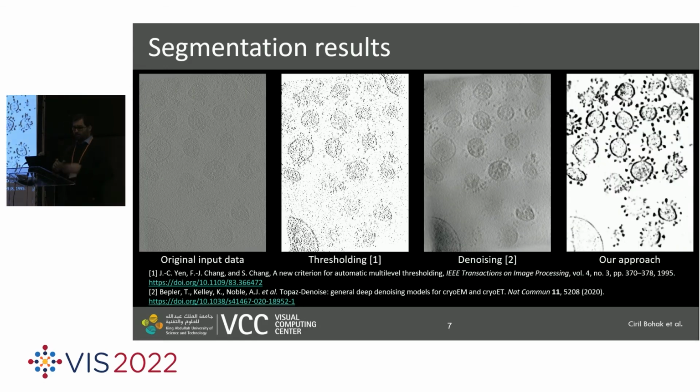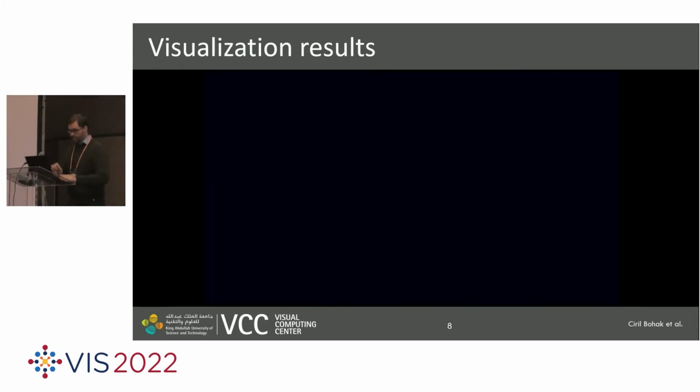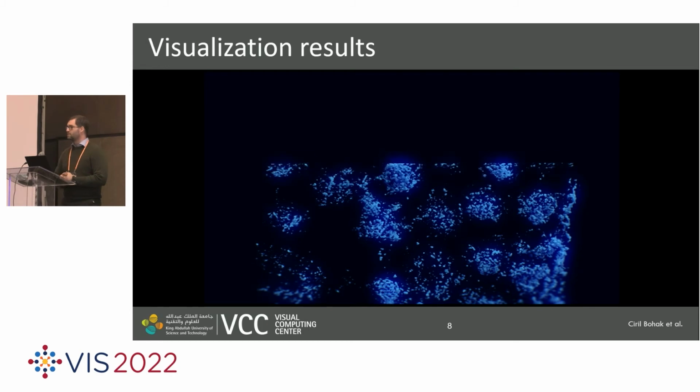Our segmentation model was first trained for foreground-background segmentation and later retrained for 4-class segmentation. Here are the results of foreground-background segmentation compared to traditional approaches that were used by researchers, which are the thresholding technique or denoising. This thresholding is YAN, a local thresholding technique that is available in Fiji software, and this denoising technique is Topaz-Denoise for cryo-EM images.